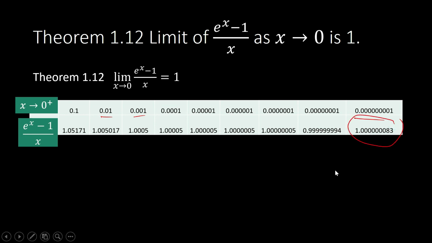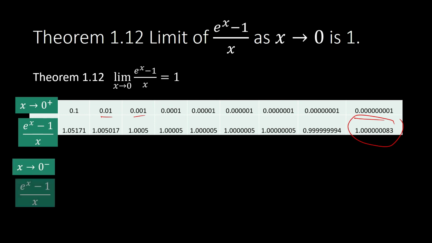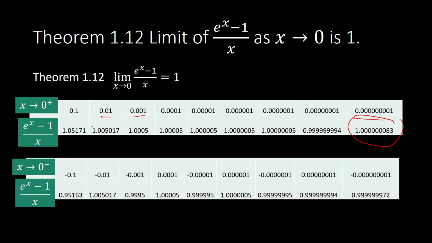Now let us approach 0 from the left. So you will start from the negative values of x. We can start from negative 0.1, negative 0.01, and so on and so forth. When we get to something that is close to 0 from the left, from the negative side, the value of our function approaches 1. It's 0.999972. This tabulation of values is telling us that the one-sided limits are equal.